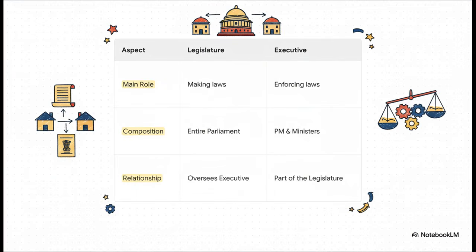Just look at this simple table. The legislature's main role? To make laws. The executive's main role? To enforce those laws. The legislature is the entire parliament, but the executive is just the prime minister and their team of ministers. So here's the key point. The executive is actually a part of the legislature, but they have a very different job to do. Go on, take a mental screenshot of this slide.